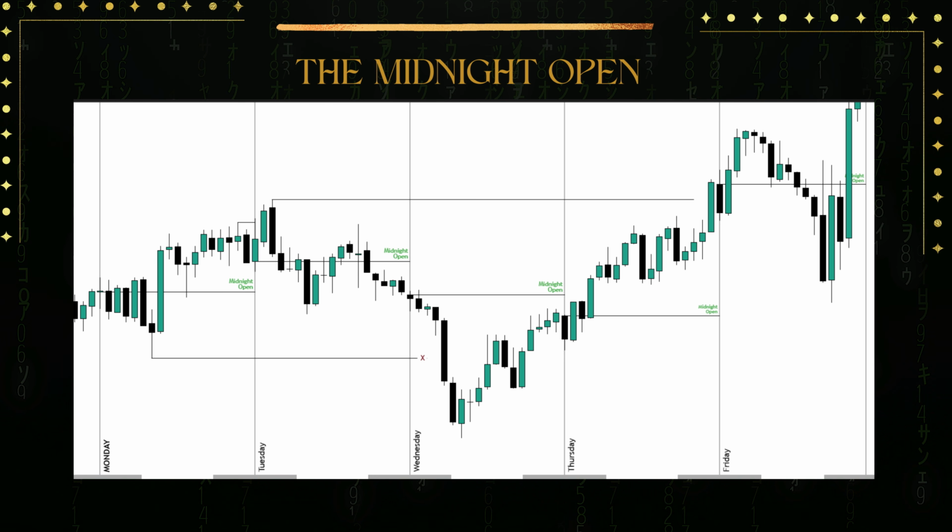Thursday, price dips below the midnight open early, then expands above it. We get one last retracement below the midnight open before price begins spooling up toward Tuesday's high, completing the market maker model. There are plenty of opportunities throughout this week if you're reading the narrative correctly.